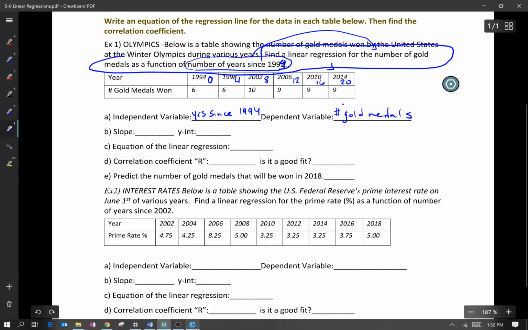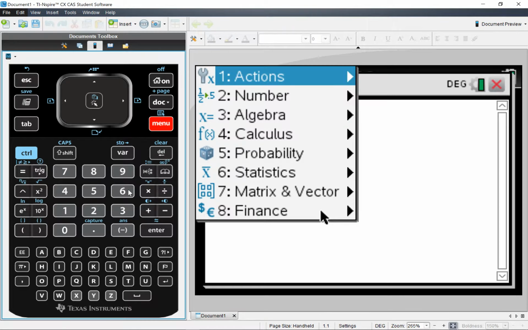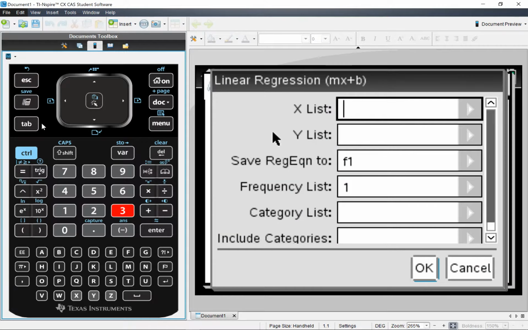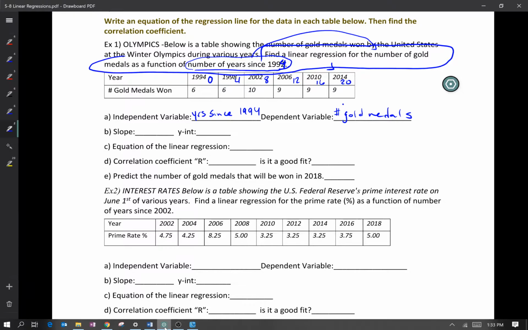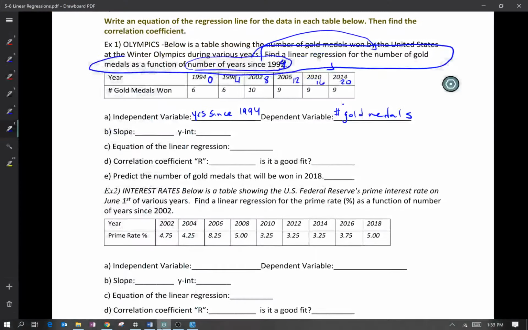So we're going to have to do a linear regression for this, right? So I'm going to go menu, 6, 1, 3. I'm going to open up a set, and I'm going to go back and look at my data. What were my x coordinates? 0, 4, 8, 12, 16, and 20. So I'm going to type that in. 0, 4, 8, 12, 16, 20. I'm going to go back and check it to make sure I did everything right.